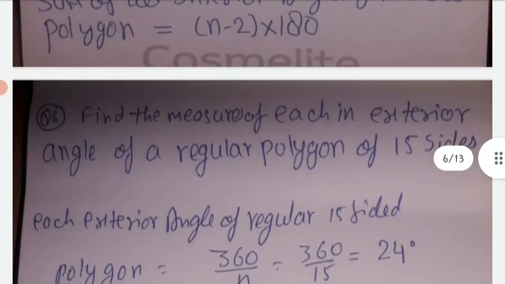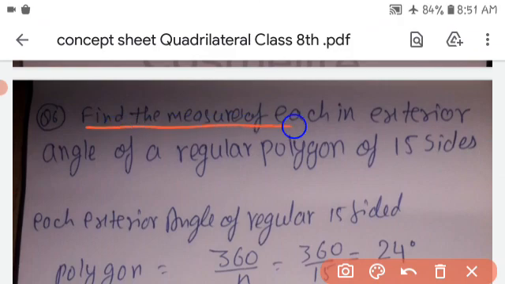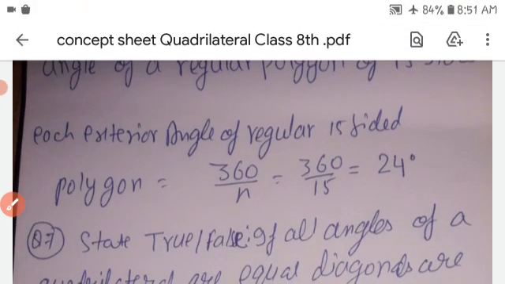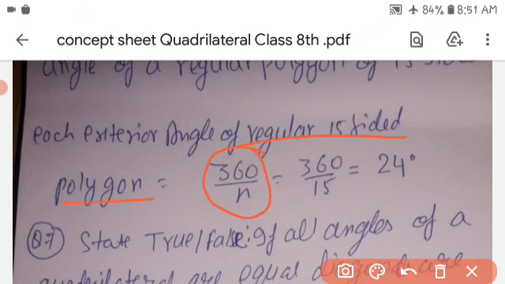Question 6. Find the measure of each exterior angle of a regular polygon of 15 sides. Each exterior angle of a regular polygon of 15 sides is equal to 360 upon n. Now 360 upon 15 is equal to 24.